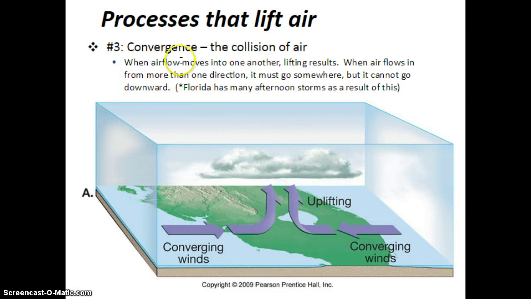A third scenario that lifts air is convergence. This is when air collides with one another. When the airflow moves into one another, lifting results. When air flows in from more than one direction, it has to go somewhere, but it cannot go downward, right? It's not going to go into the land. So it's going to have to rise, and this is a form of uplift. You have converging winds. If they converge, just like a convergent boundary, they collide, and air only has one place to go.